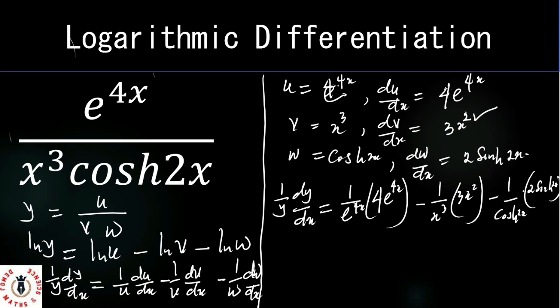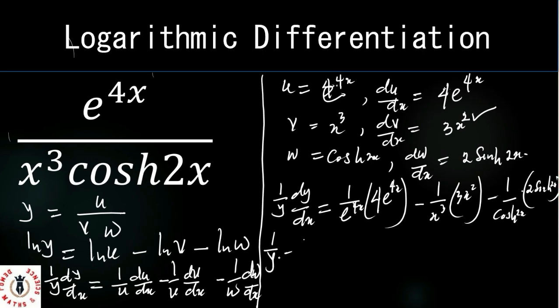Now let's break it down further, so that 1 over y dy/dx will be the same thing as, here I have e raised to the power 4x over e raised to the power 4x. Both of them will give way, so I'll be left with 4. Here I have x raised to the power 2 and x raised to the power 3. I'll be left with 1 over x, that will be minus 3 over x. Then here I have sin 2x over cos 2x, which is the same thing as minus 2 tan 2x.